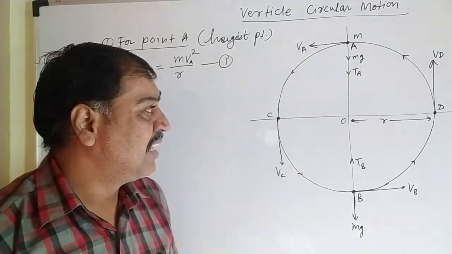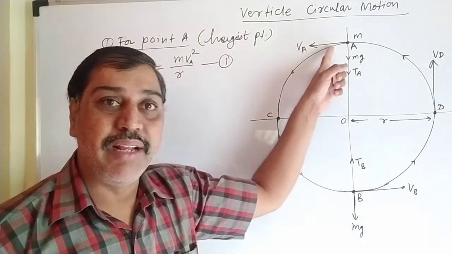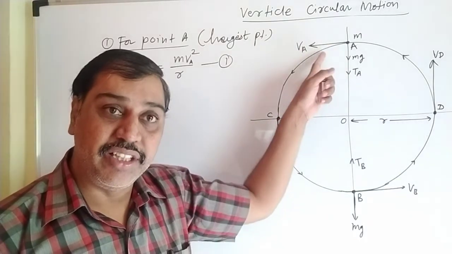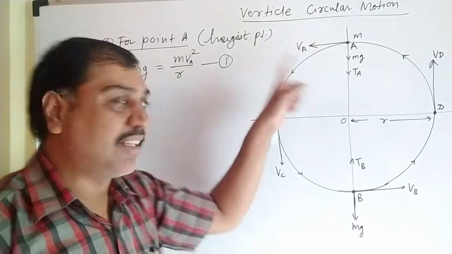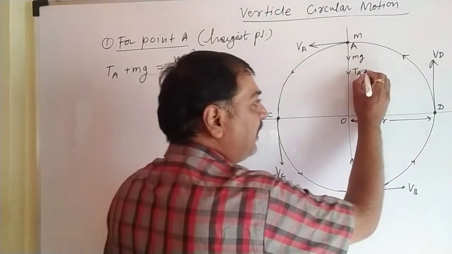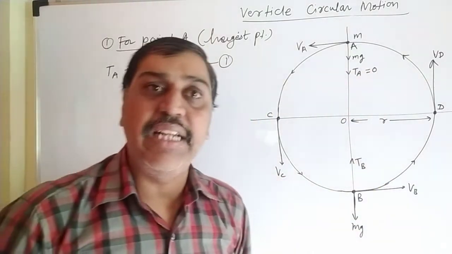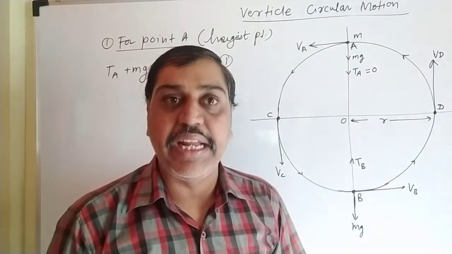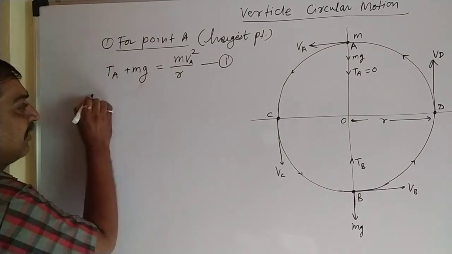Now in this case, as the particle comes at the highest point, its velocity is minimum, or we can say the tension in the string would be minimum. Let us suppose the tension at the highest point is Ta, and suppose this Ta is 0, because it must be minimum so that the string should not slack. So at the highest point, the tension in the string Ta is 0. Just put that value here.